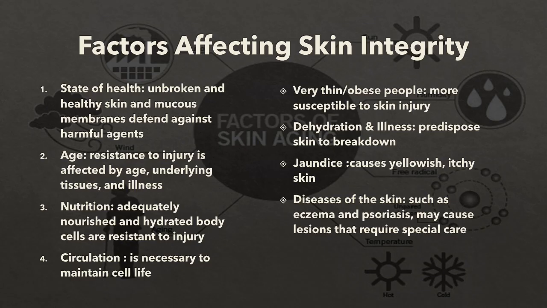There are different factors that affect our skin integrity. For example, our state of health. Unbroken and healthy skin and mucous membranes defend against harmful agents. Age. Resistance to injury is affected by age, underlying tissues, and illness. Nutrition. Adequately nourished and hydrated body cells are resistant to injury. Circulation, which is necessary to maintain cell life.